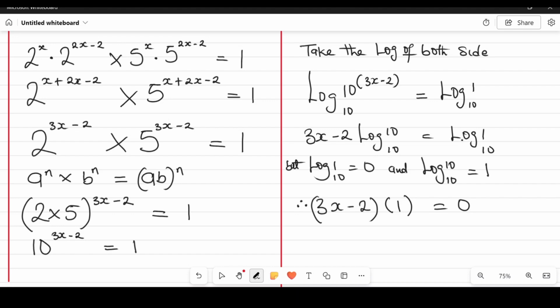So I will have that 3x will be equal to 2 if I move my negative 2 to the right hand side. So therefore, x will be equal to 2 divided by 3. This is our answer. You see, it's very simple. We went from indices and we came to logarithm.